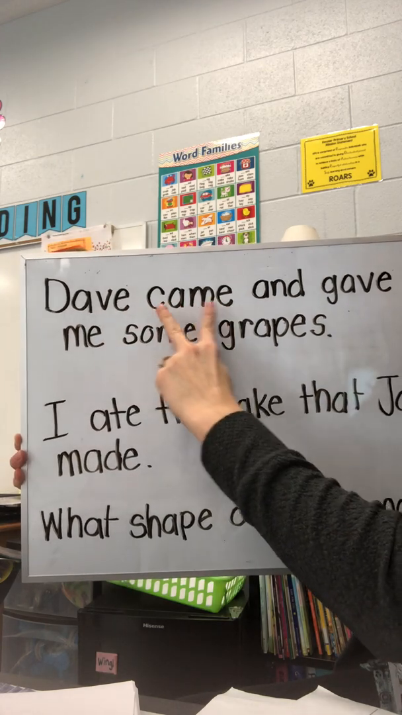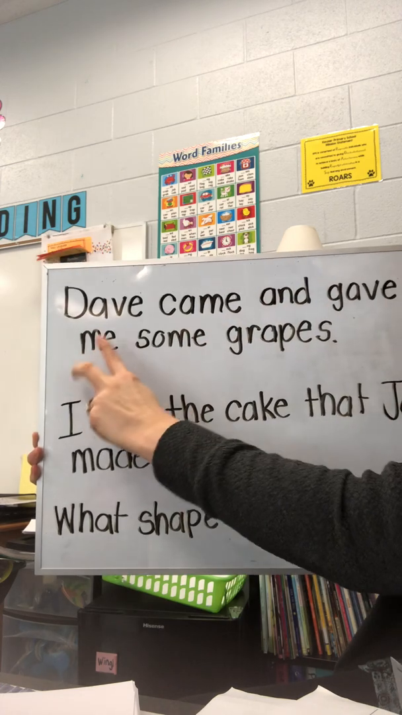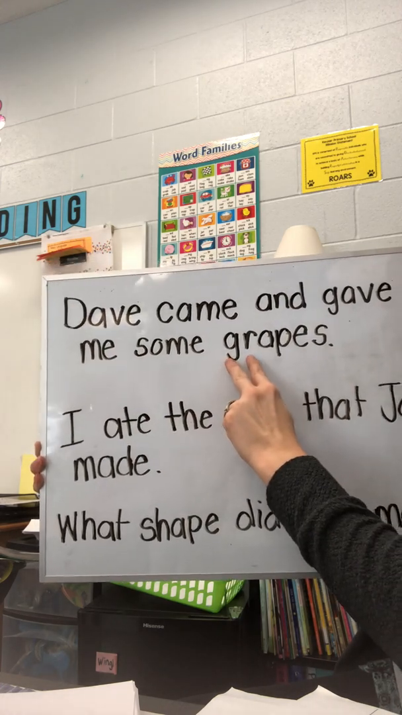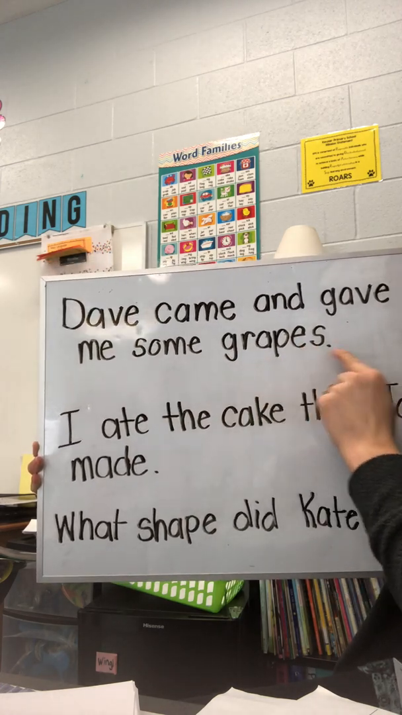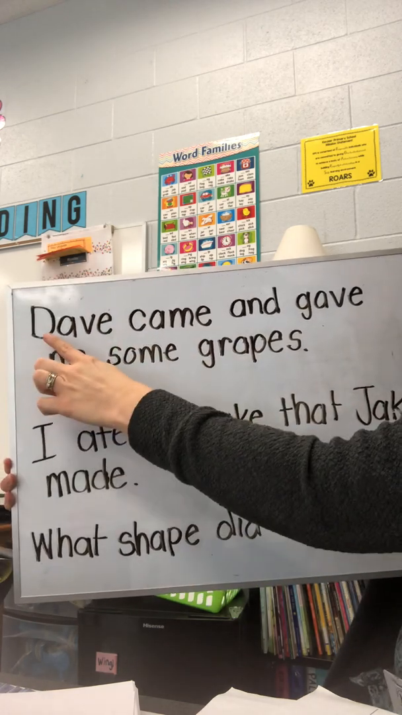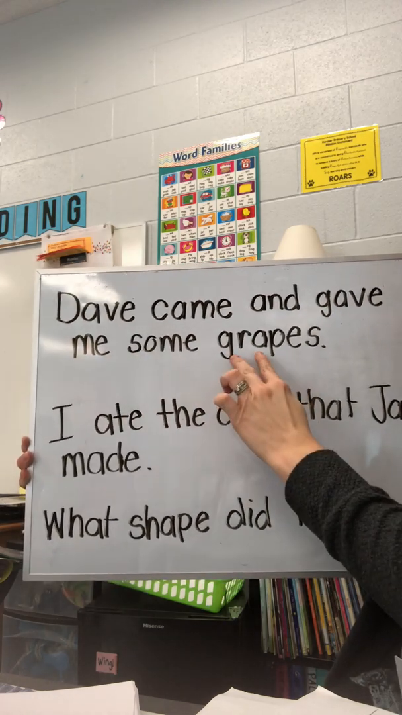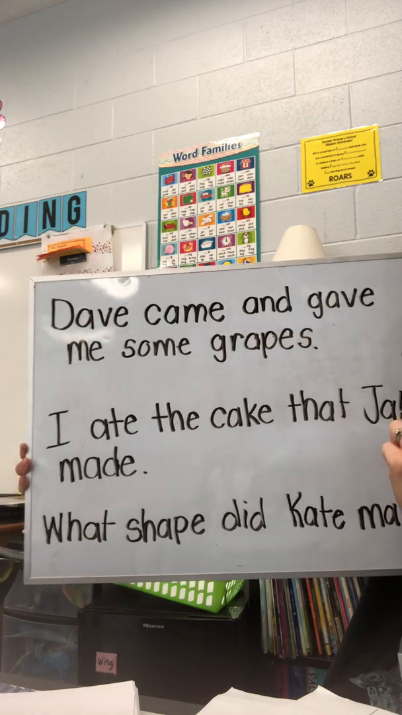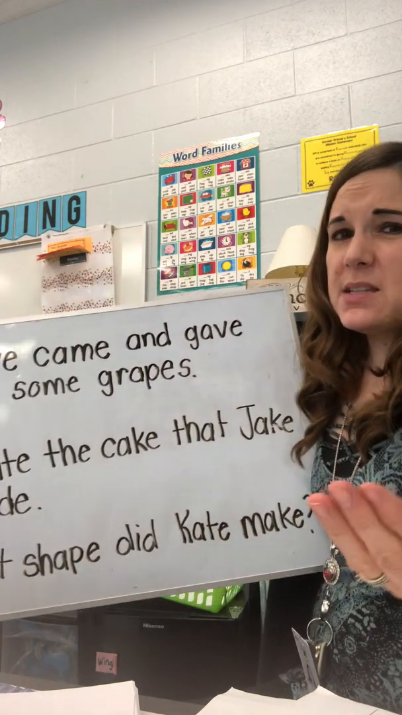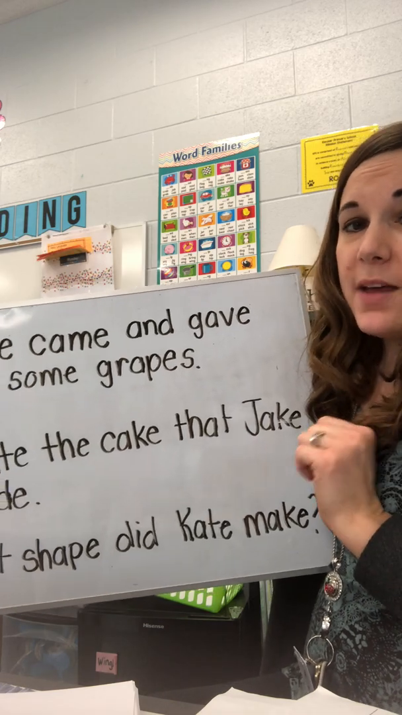Dave came and gave me some grapes. That was a big sentence. Dave came and gave me some grapes. Now, I kind of helped you with that one because it was pretty big and we are learning something entirely new. You try the next one.